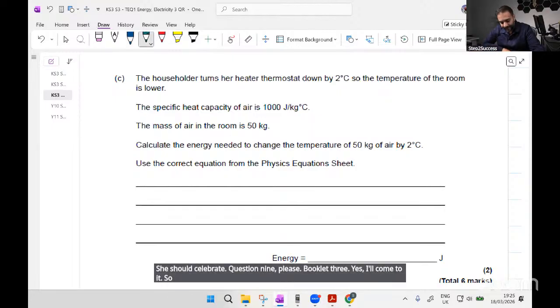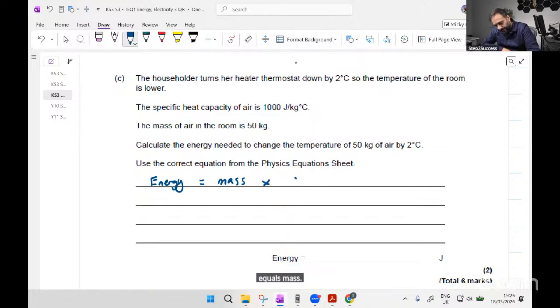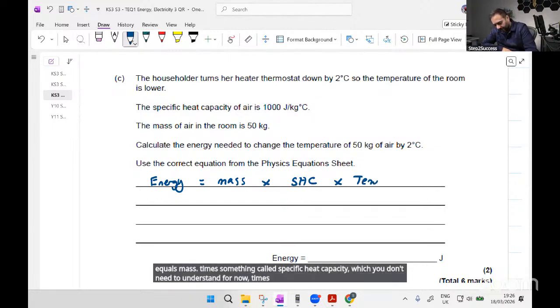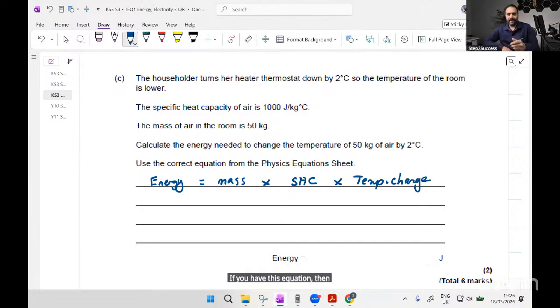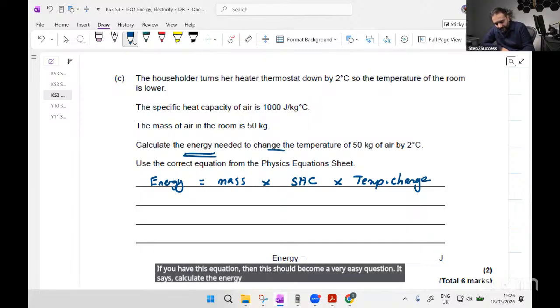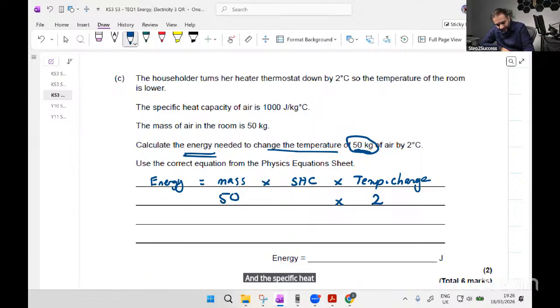So the equation that you would normally have for this question would say something like energy equals mass times something called specific heat capacity, which you don't need to understand for now, times temperature change. If you have this equation, then this should become a very easy question. It says calculate the energy needed to change the temperature of 50 kilograms, that's a mass, by 2 degrees. The temperature change is 2, and the specific heat capacity they tell you in the question is 1,000. So you multiply those three numbers together and you get the answer.